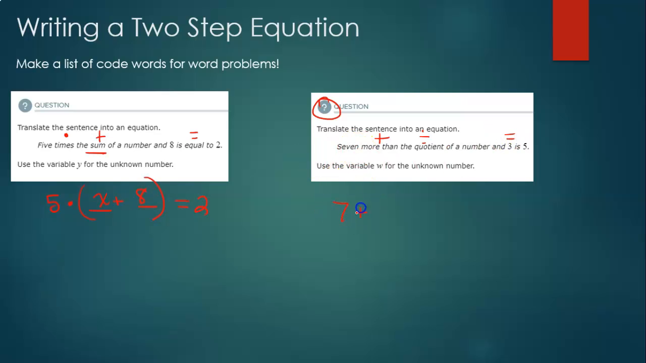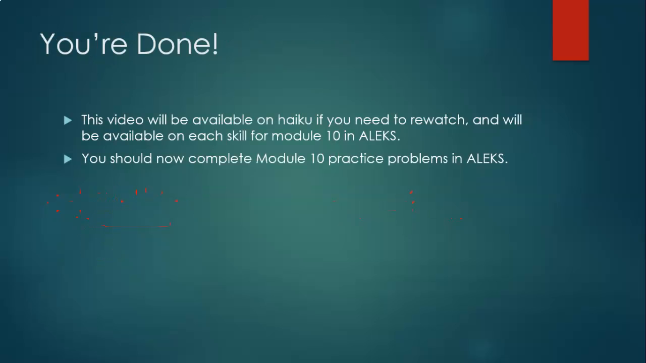All right, 7 more than should have been 7 plus. The quotient of 2 things, the quotient of a number and 3 is equal to 5. If I were you, I might write this one down. Anytime you have to do 5 times the sum or difference of something, that sum or difference of something needs to go into parentheses to show that those are the 2 things you're adding together.